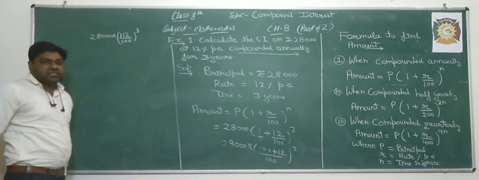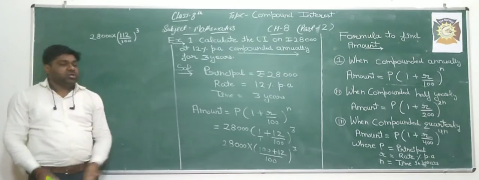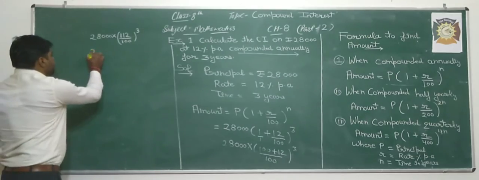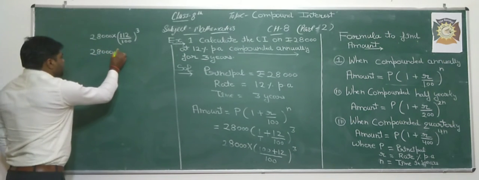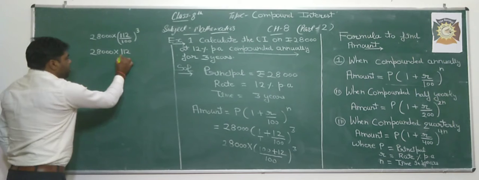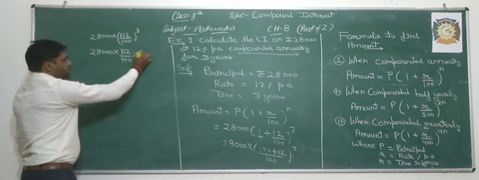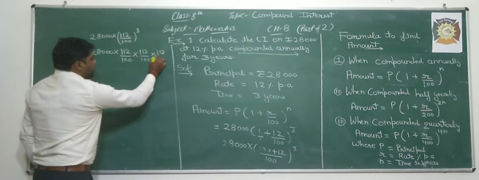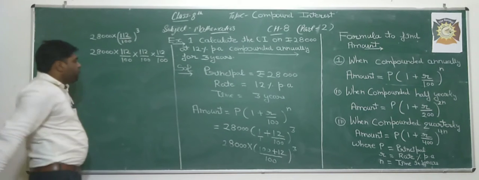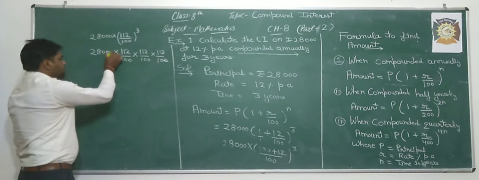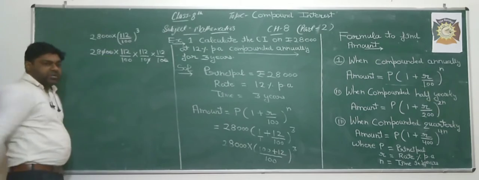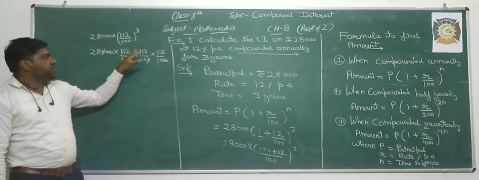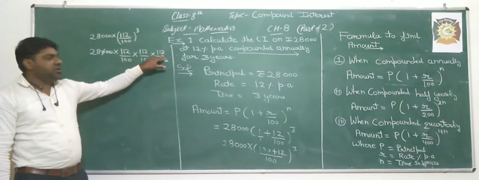So how we can write this one? Because its power is 3, so we can write it 3 times. So then it becomes 28,000 multiplied by 112 upon 100 multiplied by 112 upon 100 multiplied by 112 upon 100. Now we can cancel the zeros, these 2 zeros here and this 1 zero here. Now what we have to do? We have to multiply the 28 by 112, then 112, then 112.